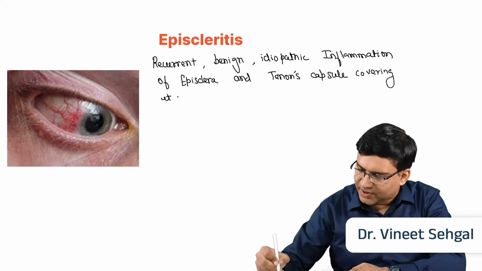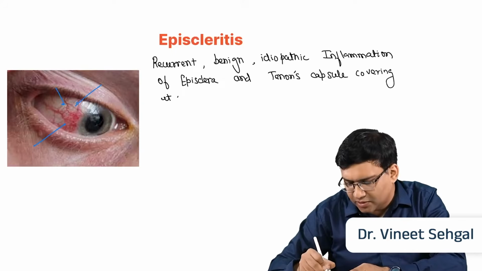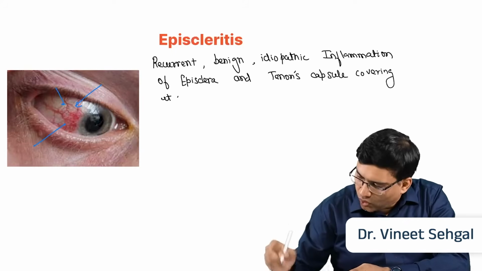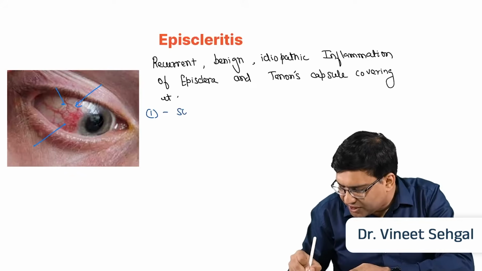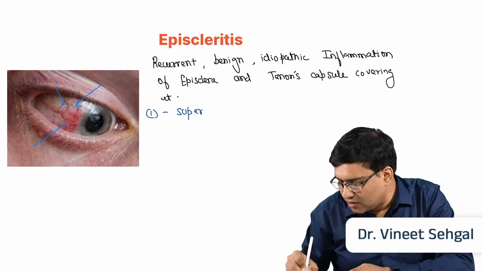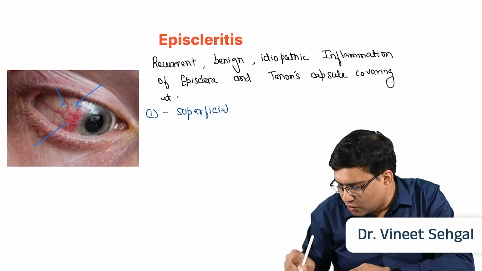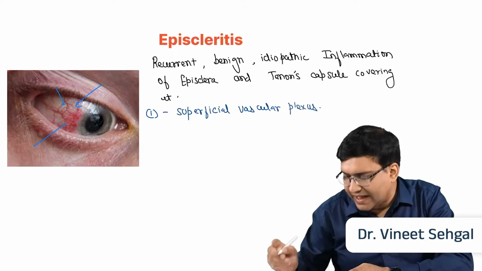As you can see in this picture, can you see the superficial blood vessels? So what happens in this case is that, due to inflammation, the superficial vascular plexus, which I told you about when I discussed the blood supply, is involved.